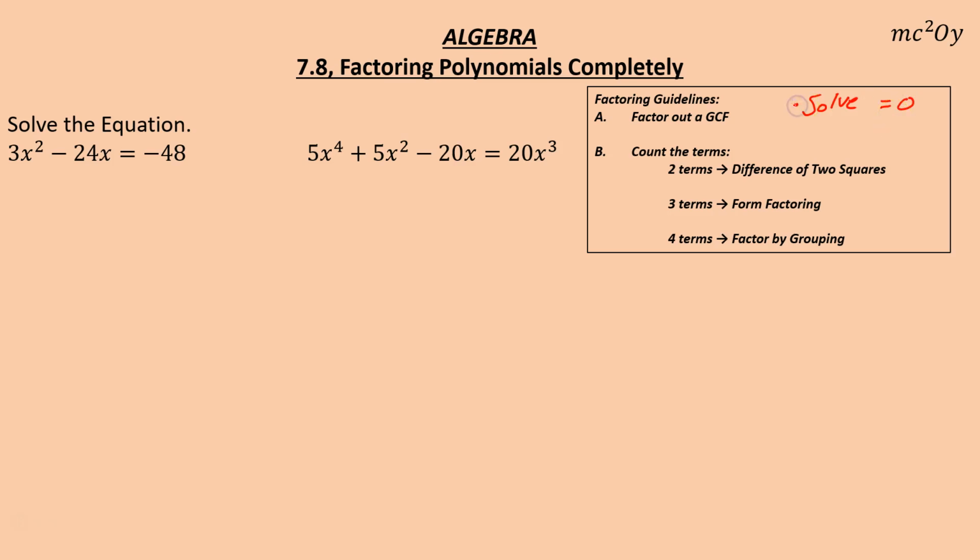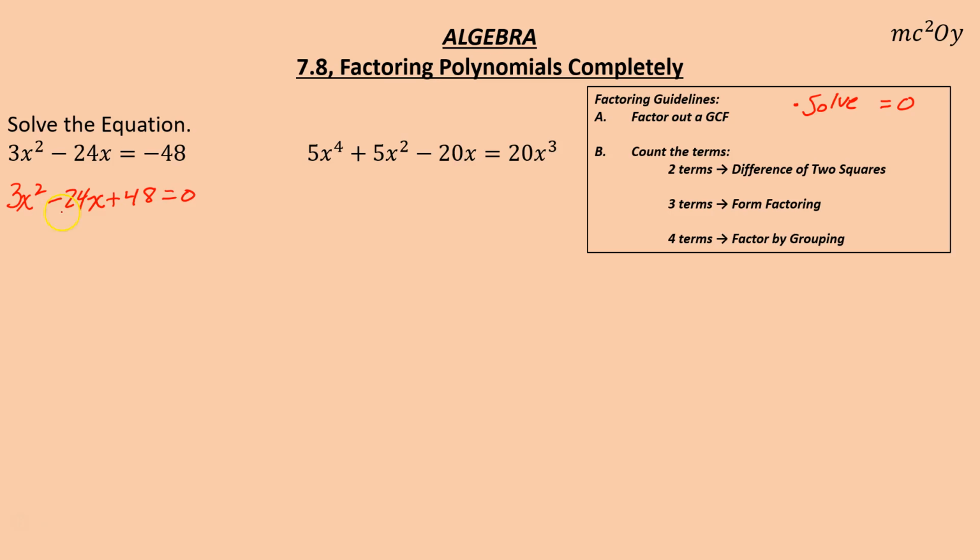Okay? So this doesn't equal 0. So the first step is to make it equal 0. So 3x squared minus 24x. And how do I make it equal 0? Well, I'd have to add the 48 over. So plus 48 equals 0. And now from there, I just move into factoring. Okay, that's the only way I can solve.